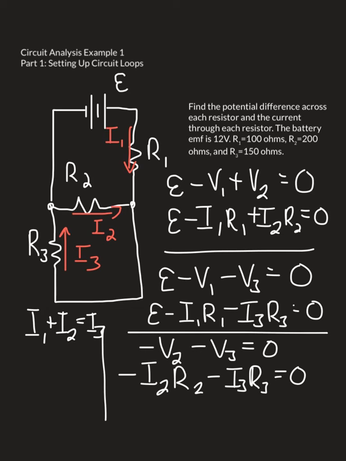With the current law equation, we've finished part 1, which is all of our setup work. So the equations that will carry forward into part 2 include these 3 voltage law equations that we developed using the circuit loops and the Kirchhoff voltage law, as well as this current equation that we got using Kirchhoff's current law. So that's the end of part 1.